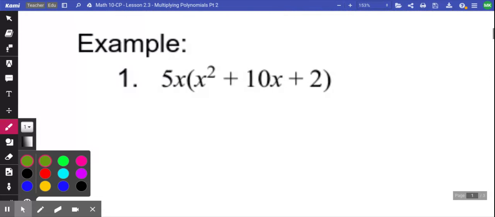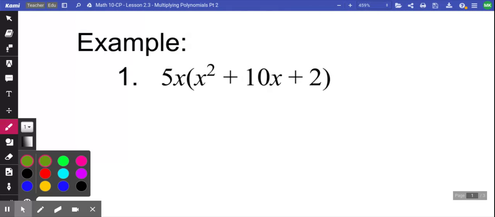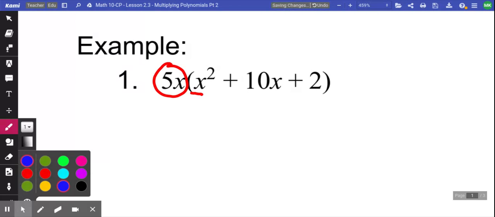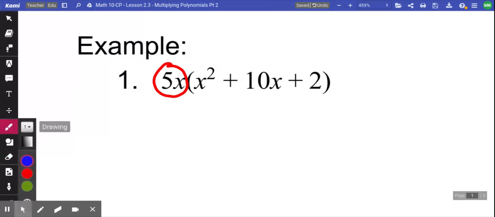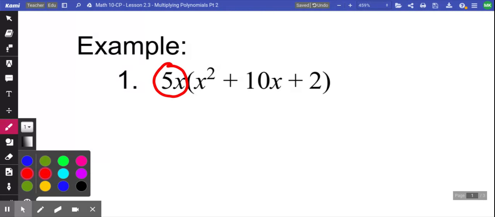So if we look, I have a monomial times, this is a trinomial. One term, that's one term plus a second term plus a third term. That's a trinomial. The way we multiply is by distributing or by doing area diagrams. I'm going to distribute this.